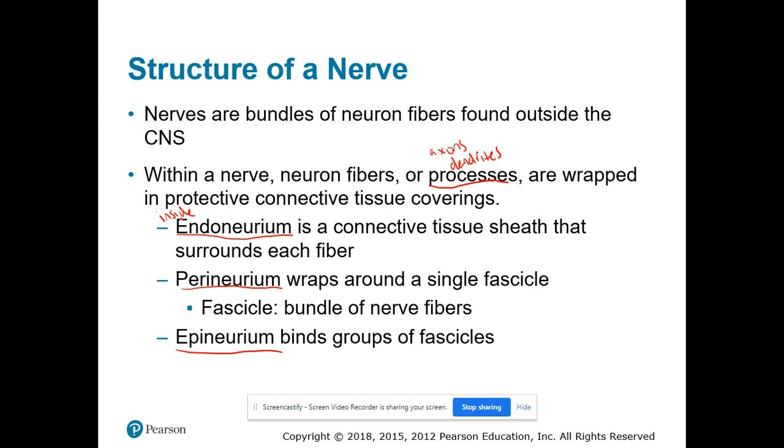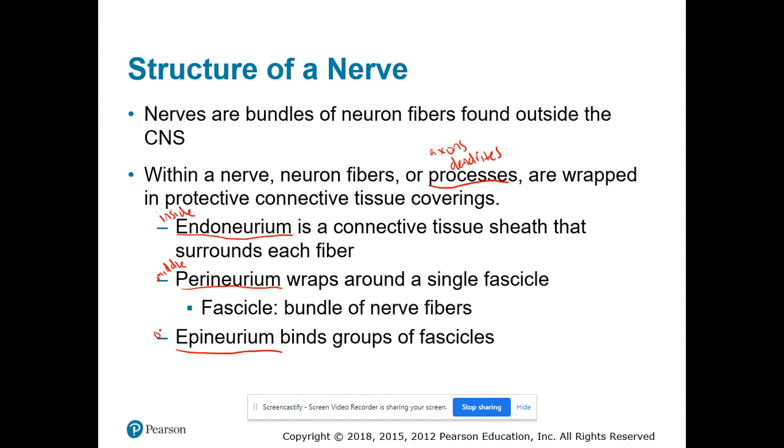This is going to be the very inside of our connective tissue that surrounds each single neuron fiber. So each little tiny fiber is surrounded by an endoneurium. Our perineurium is going to be our middle. If we take a bunch of these neuron fibers and put them into bundles, we still call those fascicles like we did in our muscular system. And the protective covering that covers a single fascicle is our perineurium.